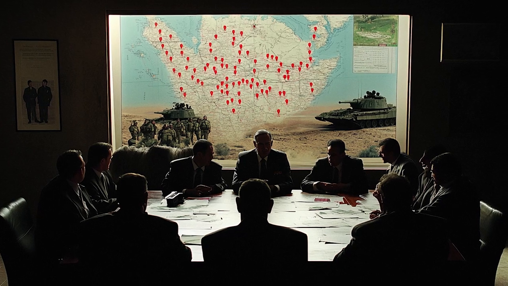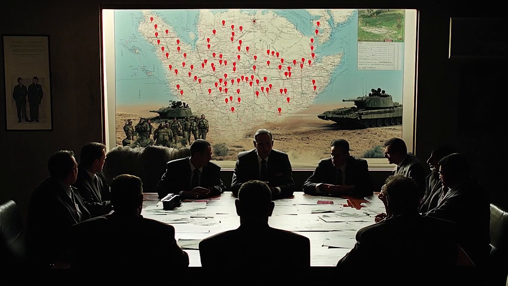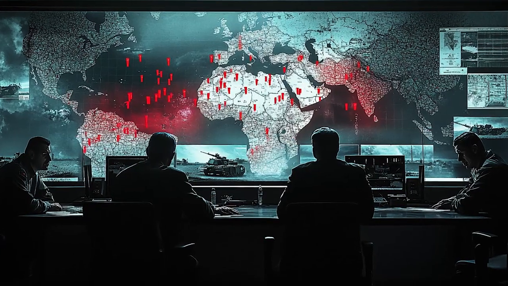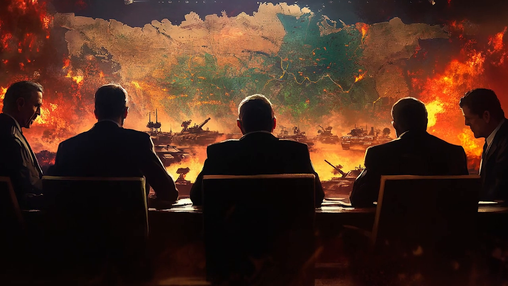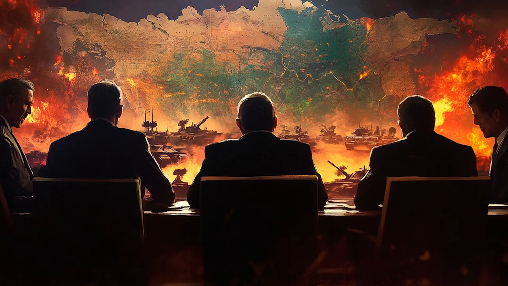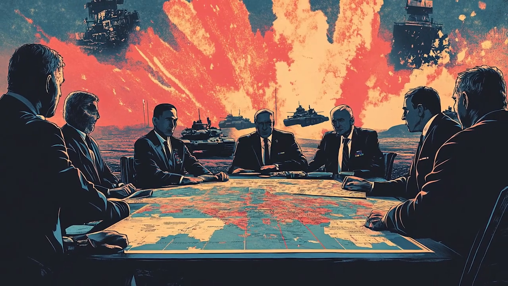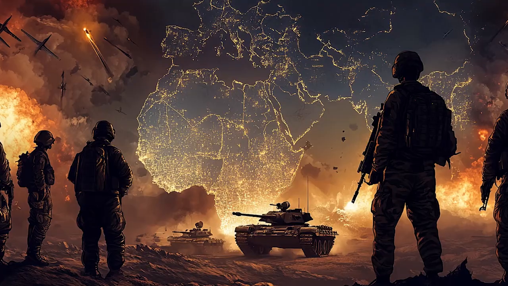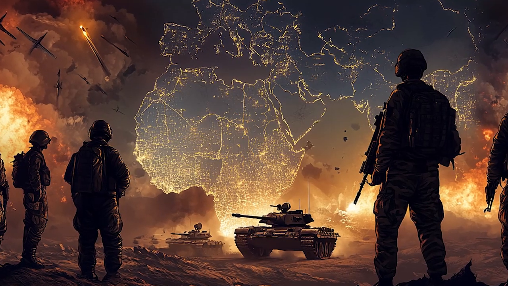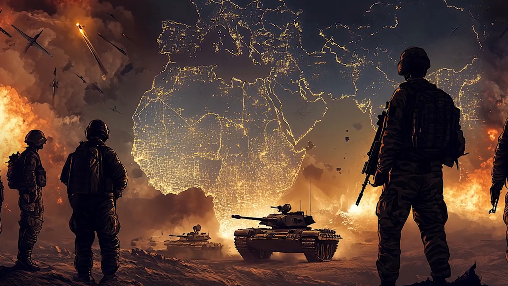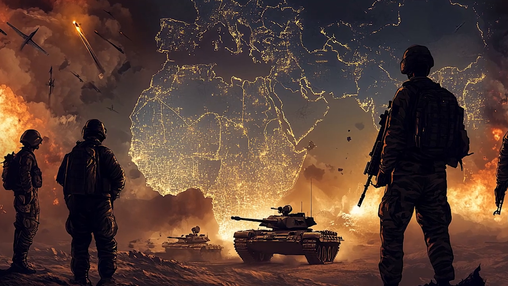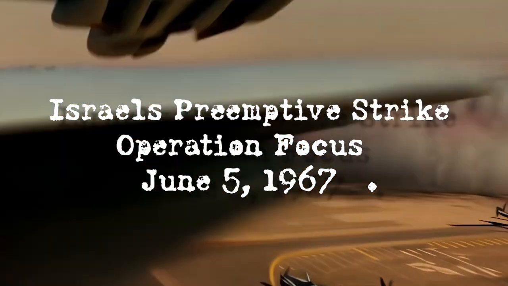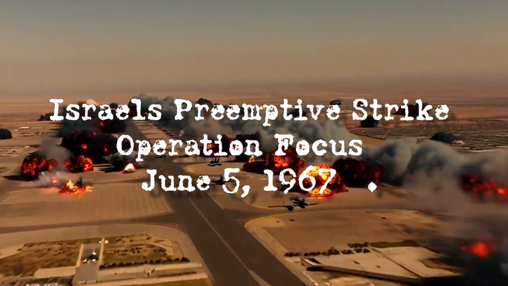In response to Egypt's escalating actions, Israel faced a critical decision: wait for an inevitable attack or strike first. Given the encirclement by hostile forces and the growing threat posed by the Arab military alliance, Israeli leaders decided they could not afford to wait for their enemies to make the first move. With war now seemingly unavoidable, Israel prepared for what would become one of the most extraordinary military campaigns in modern history.